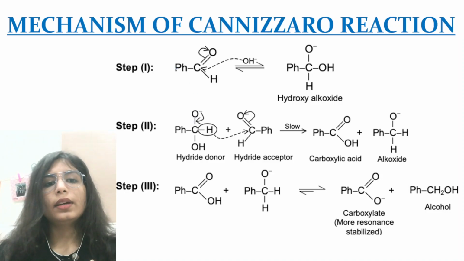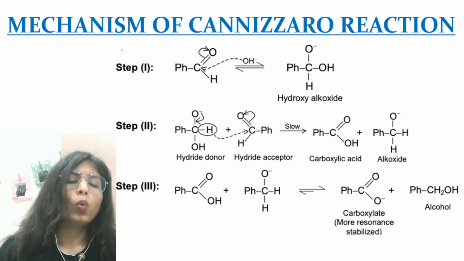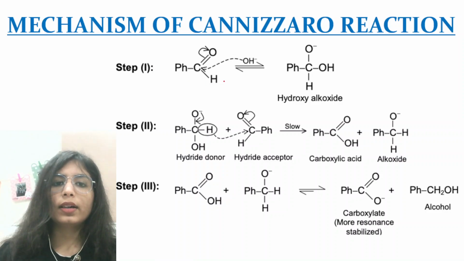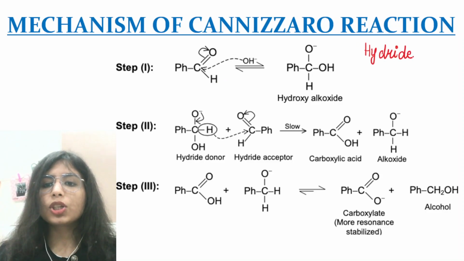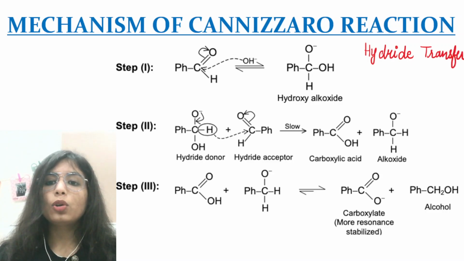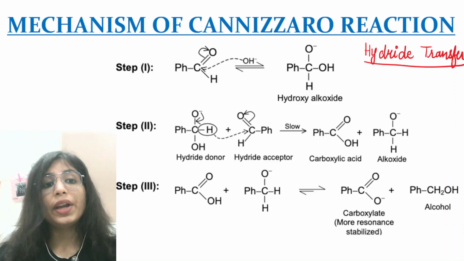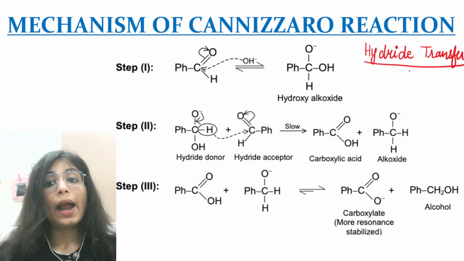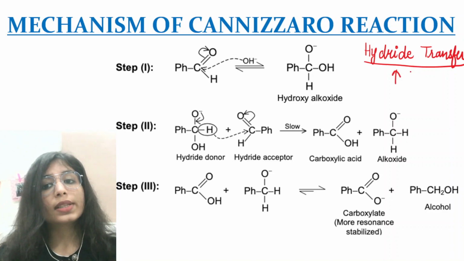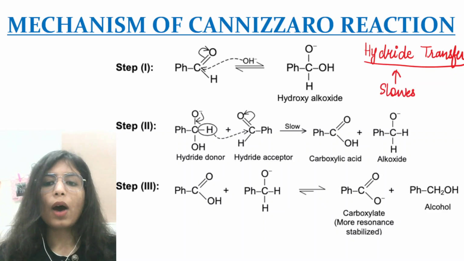So basically here, if the question is asked what kind of mechanism this reaction is following, then it is the hydride transfer mechanism. As the name suggests, hydride transfer means that hydrogen is getting transferred, and the rate determining step is also the slowest step, right? And the step which involves the hydride transfer is the slowest step. So how is it going to take place? Let us have a look at it.